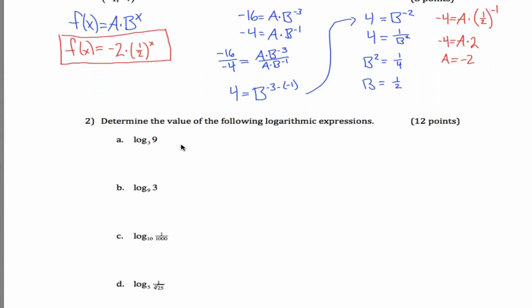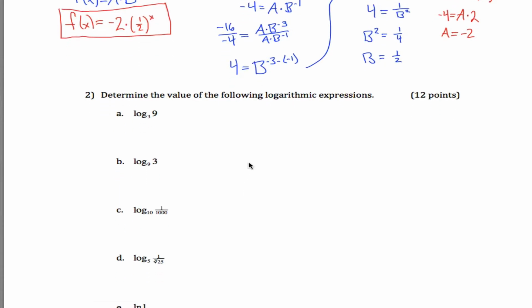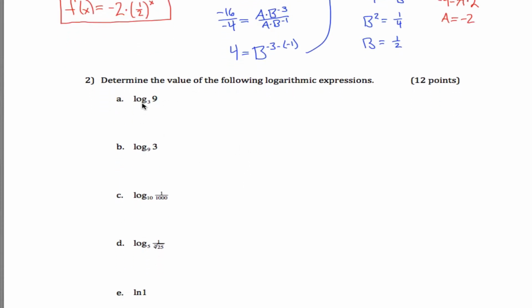Okay, this one, determine the value of the following logarithmic expressions. It turns out that every single one of these things is equal to some number. Now we just got to figure out what those numbers are. So this first one, log base 3 of 9. It turns out that log base 3 of 9 is just equal to 2.